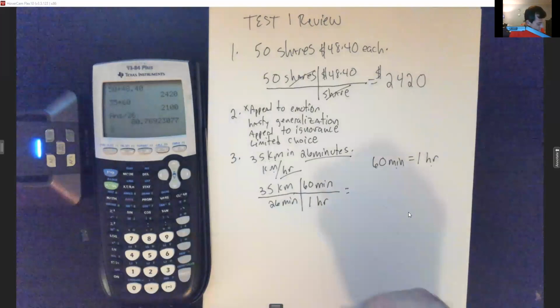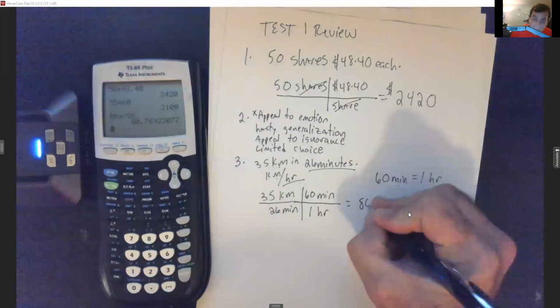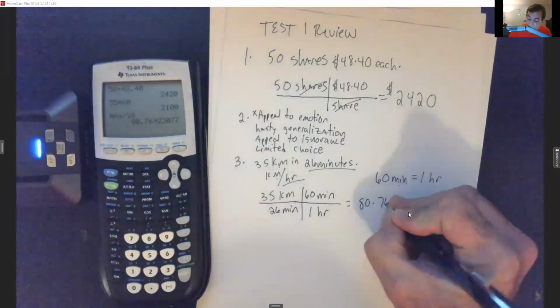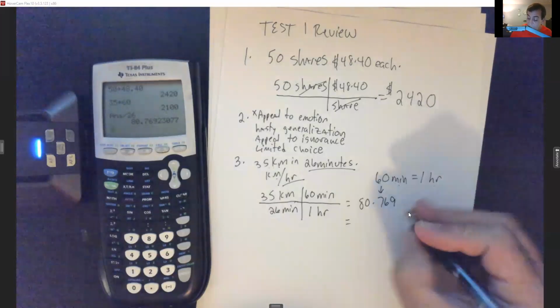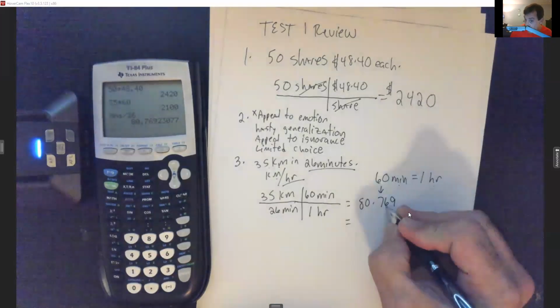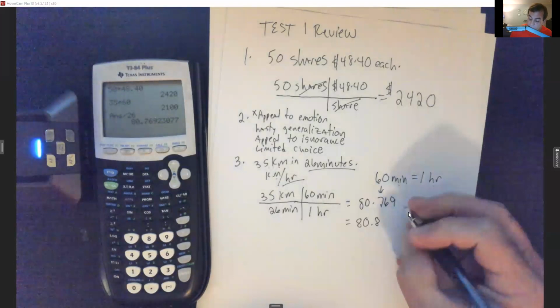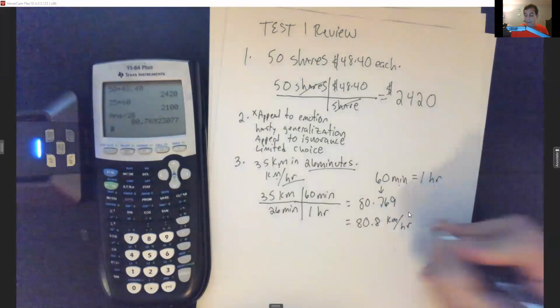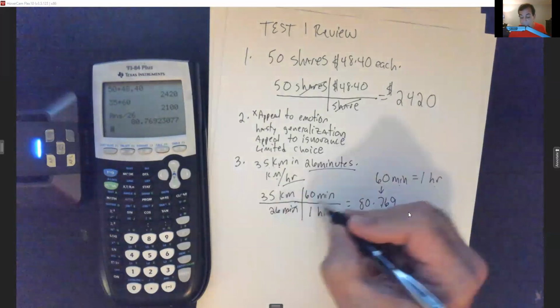And let me see. They want us to round this to the nearest tenth. So I got 80.769. The nearest tenth is where the 7 is. So since the 6 is a 5 or bigger, I would round that up. So I get 80.8 kilometers per hour. And see how my hours ended up on the bottom and my minutes canceled, okay?